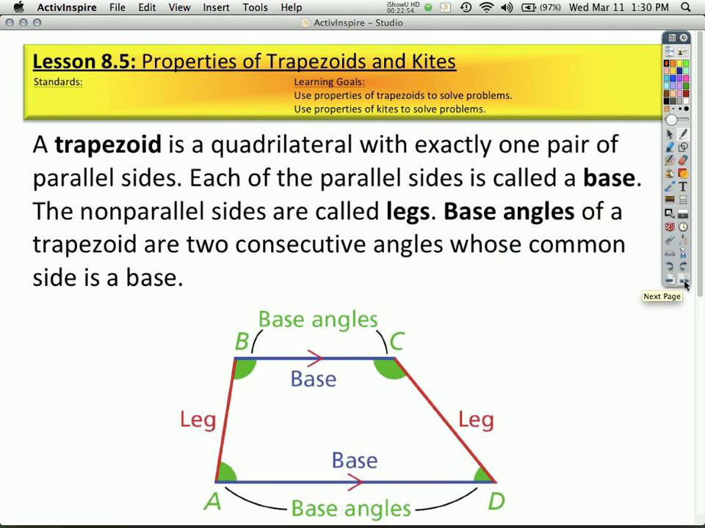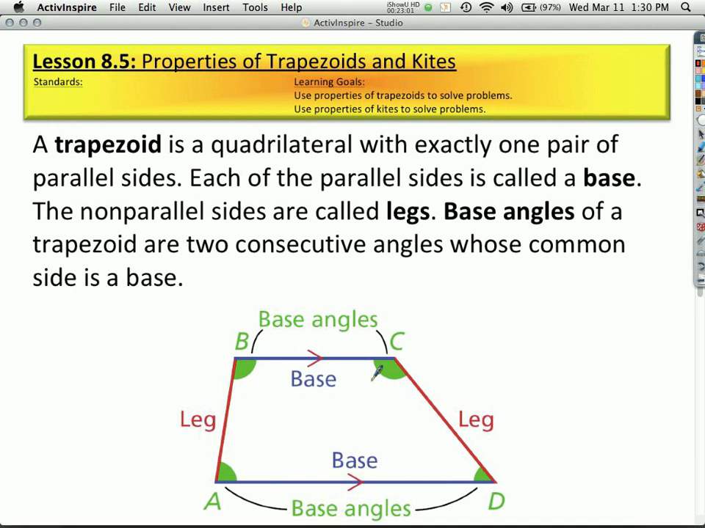Also, you end up with two legs and two bases. The bases are the sides that are parallel. The legs are the other sides. And then you have what are called base angles, which are the angles that are formed where the base is. So we have a set of base angles on top and a set of base angles on the bottom. This is going to be important for when we explore isosceles trapezoids. Any questions about the basics?